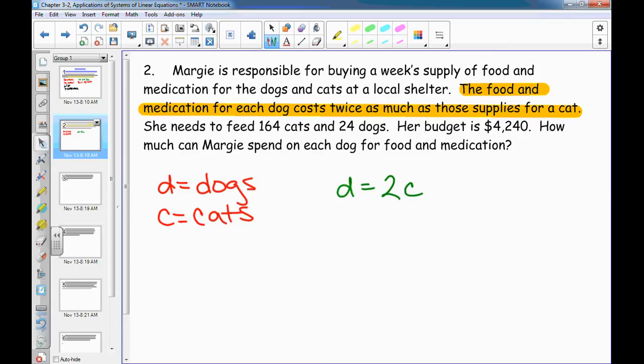She needs to feed 164 cats and 24 dogs. Her budget is $4,240. So what's my equation?